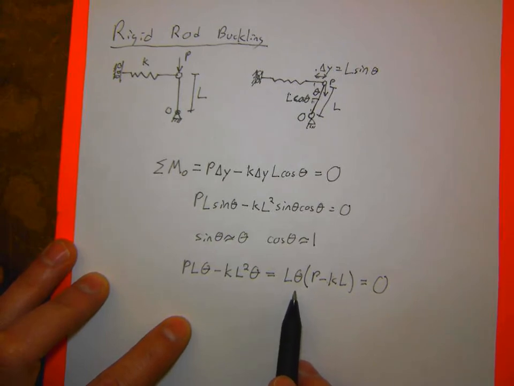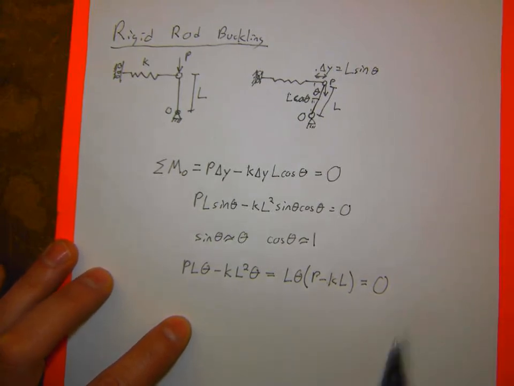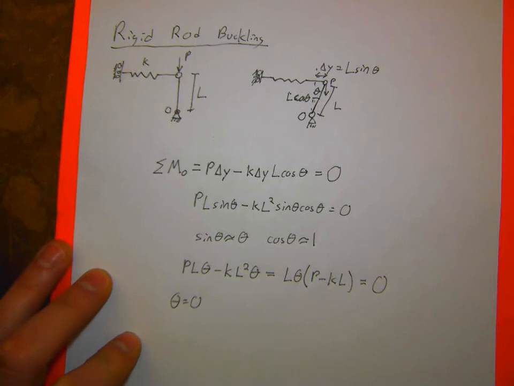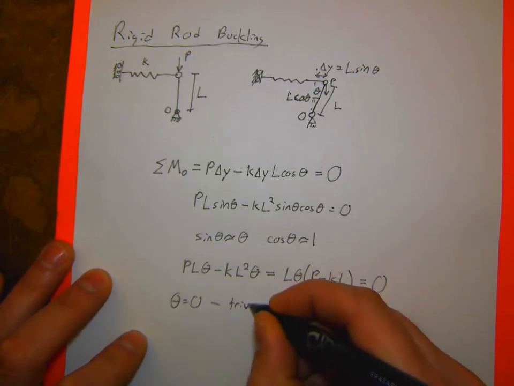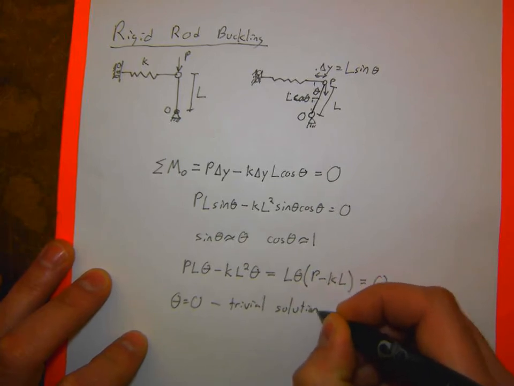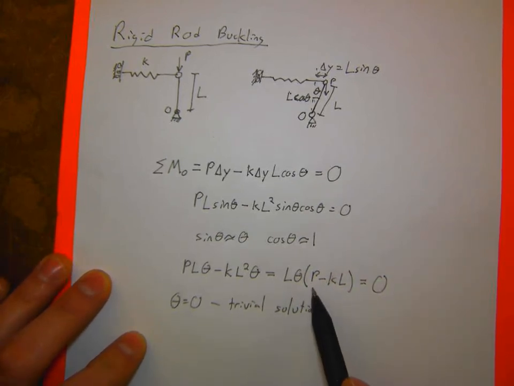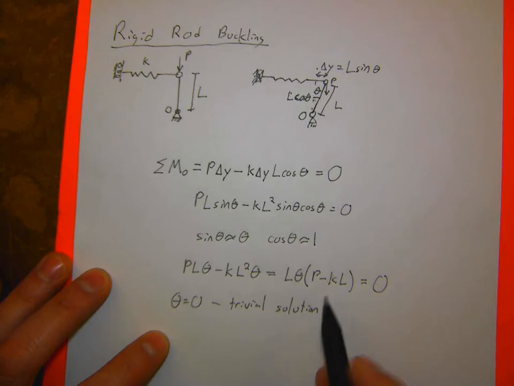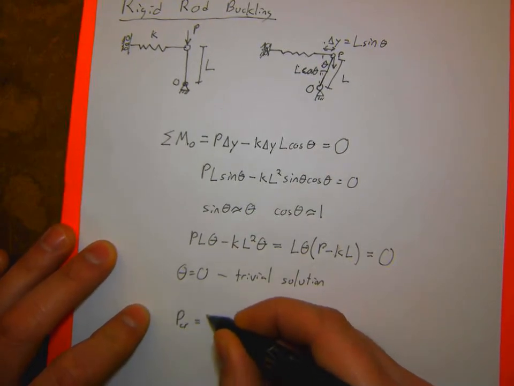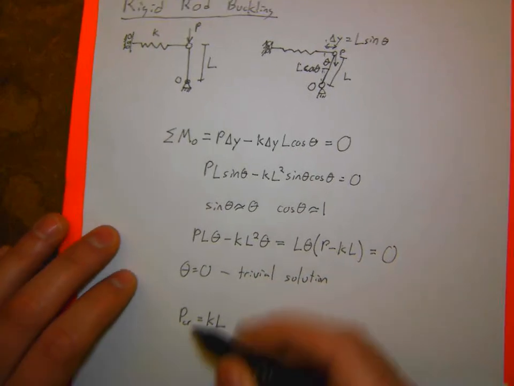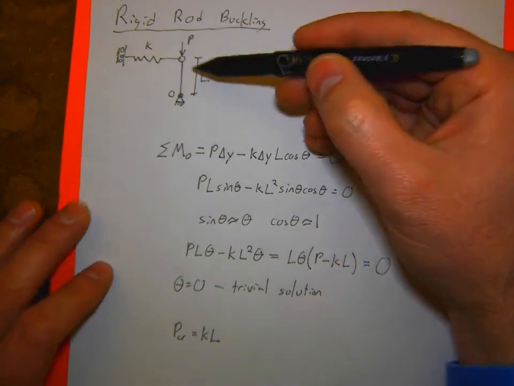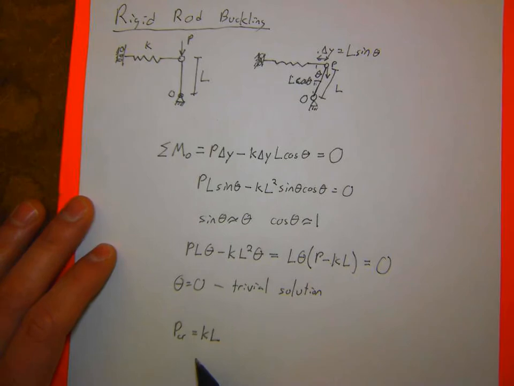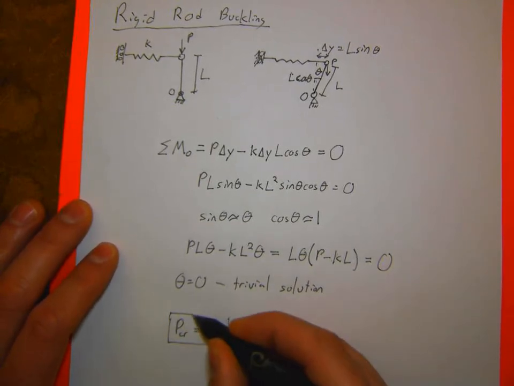Now this system hits a critical instability point. There are two solutions. Either theta is zero, so my rod hasn't rotated at all, which I'm going to call the trivial solution. Or it hits some new stable state when this moment balances itself, when P minus KL is equal to zero, or when P is equal to KL. So I have this critical transition from my uniaxially compressed state to my buckled, snapped state, where P critical is KL.